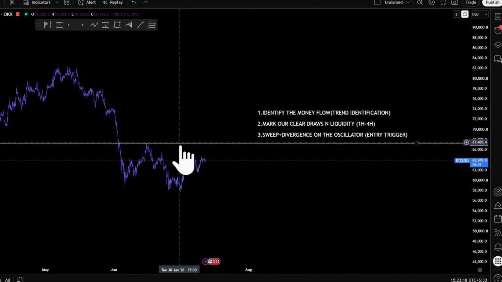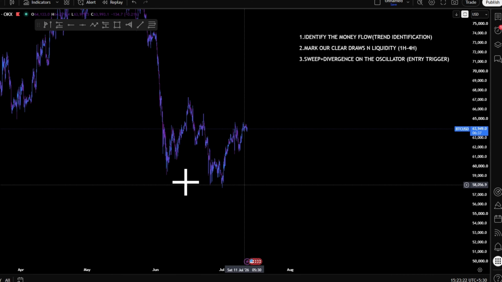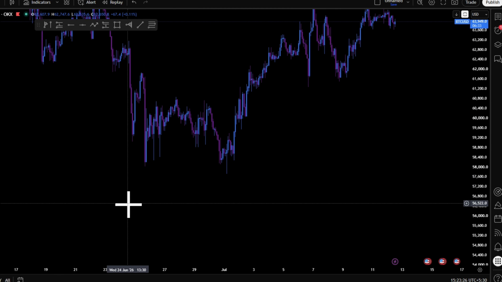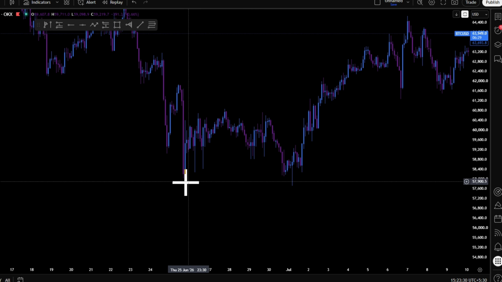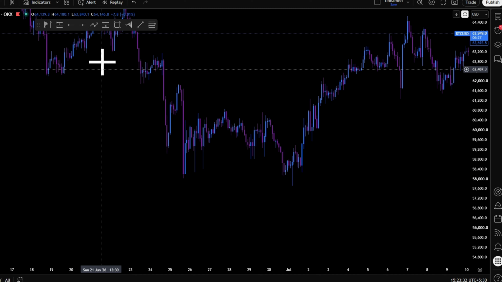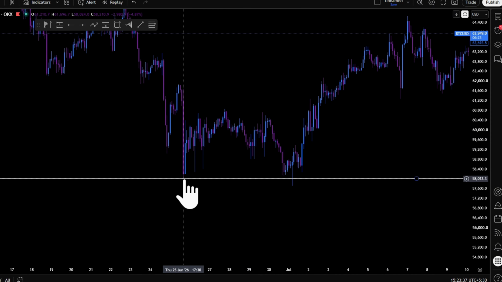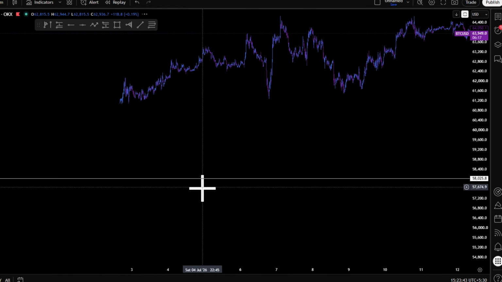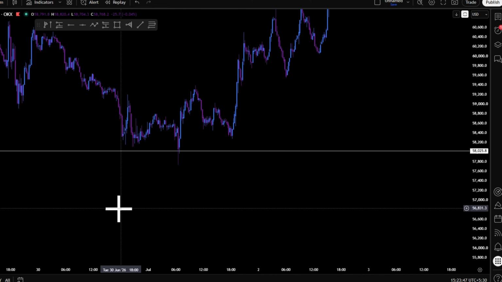Now let me show you a setup. This is the most important part. I'll help you identify a setup through the strategy. As you see, we are on the higher time frame and this is a clear draw on liquidity, so we will simply mark it up, and boom, we have marked it up. Now I'm moving on to the 15-minute time frame. I like the 15-minute because the higher the time frame, the more accurate the confirmation will be.